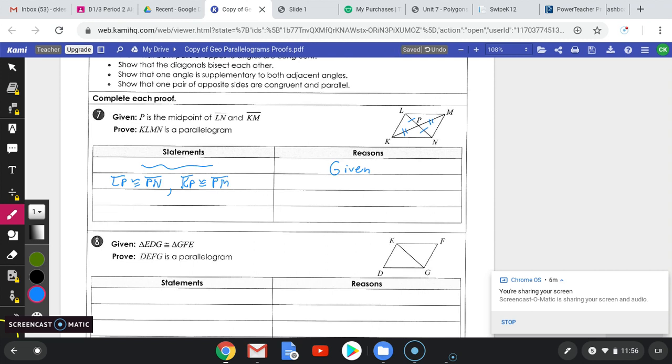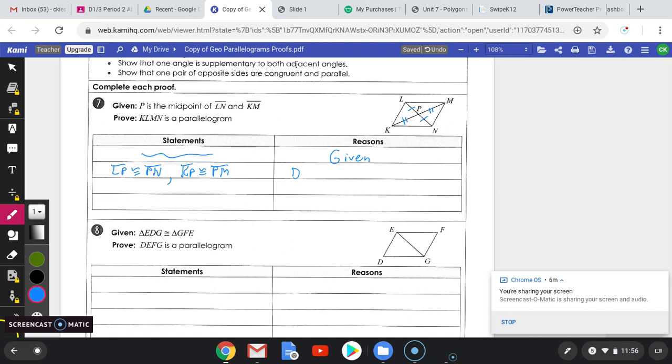And unlike the other problems, like the definition of midpoint. Now, what you could do too, you can do something like, oh, well, I've got vertical angles: angle LPM is congruent to angle KPN because of vertical angles, and you can say those two triangles are congruent, and then you can talk about the opposite sides. But you've got enough right here.